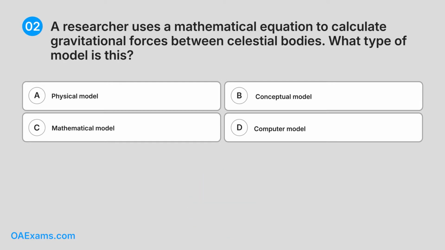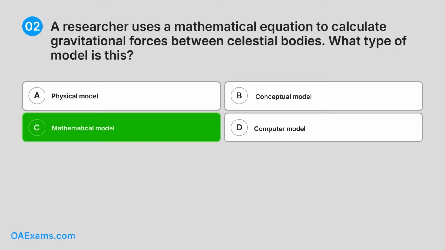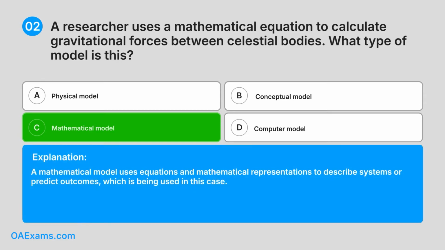Correct answer: C. Mathematical model. Explanation: A mathematical model uses equations and mathematical representations to describe systems or predict outcomes, which is being used in this case.